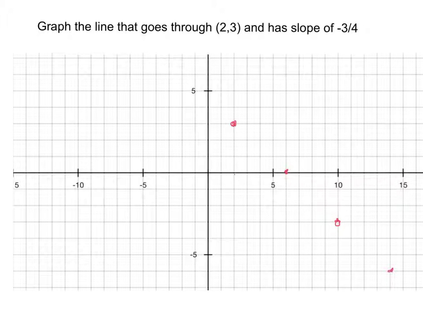Now if we run out of room that way, we're going to go the other way. Up 3, left 4. And actually we ran out of room. So we go all the way across as far as we can go. Then we can connect the dots.